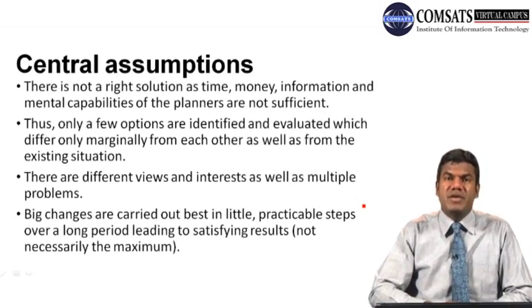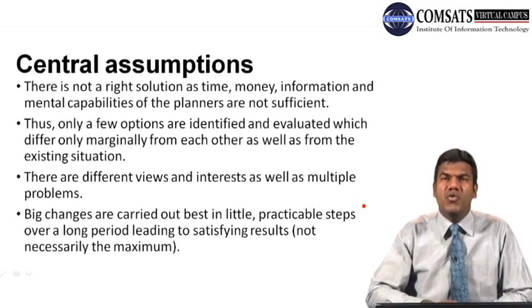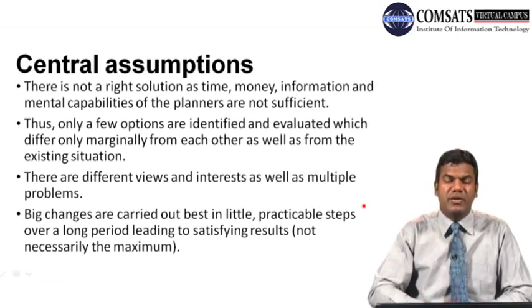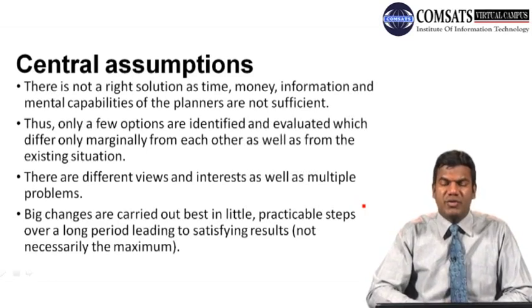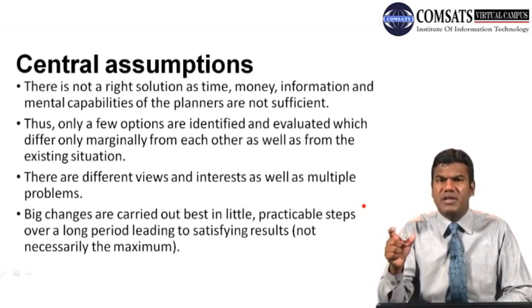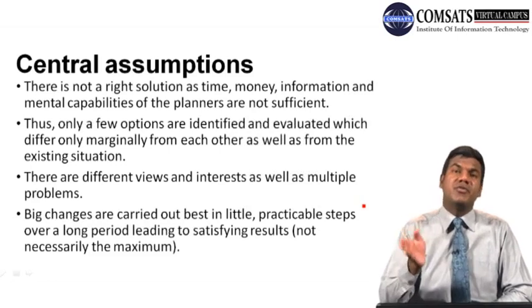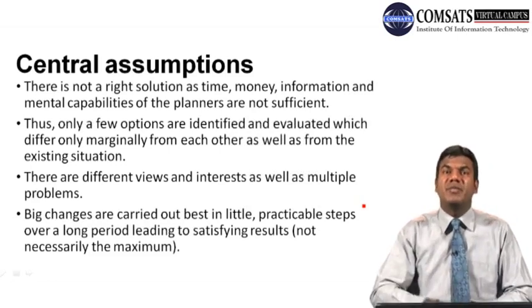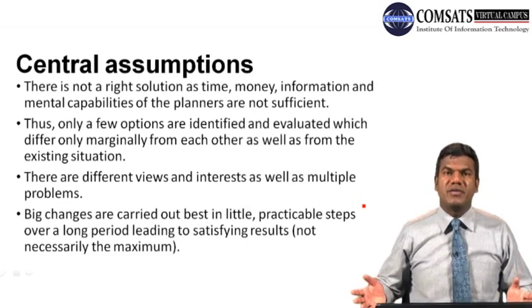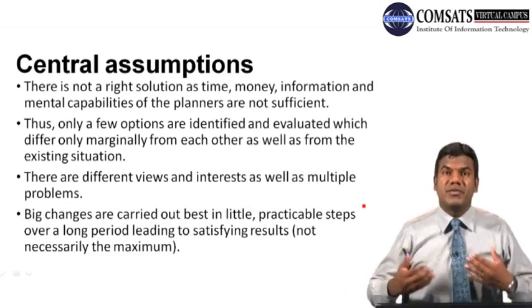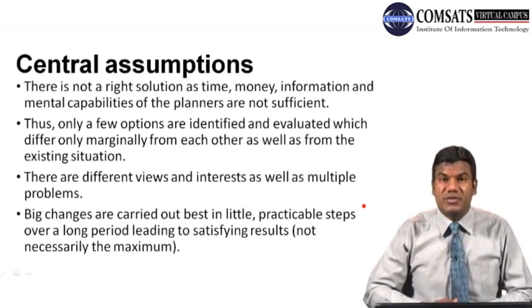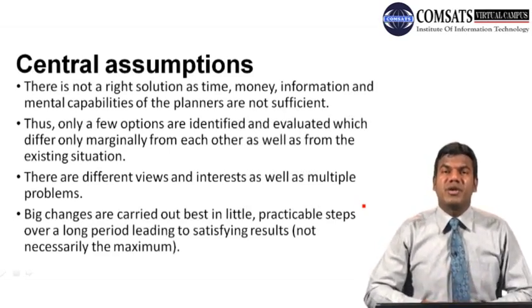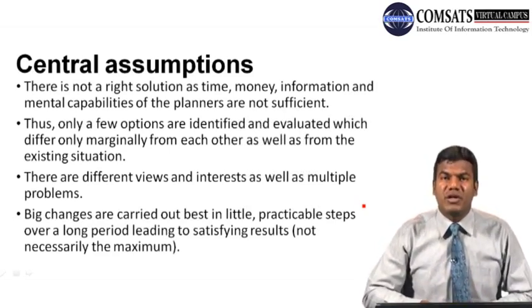And in this form of planning, only few options are evaluated. They are identified as differing only marginally from each other as well as from the existing situation. That means we take fewer alternatives, which are not much different from each other. But if you compare it with rational planning, there we took almost all alternatives. Then we used some quantitative tools in order to assess which alternative is good or bad. But over here, we are just taking few alternatives.